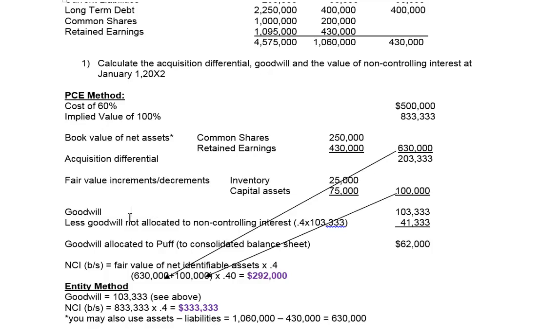So we would calculate at this point $103,333. Now this would be what it is under the entity theory, and we'll get to that in a moment. So under the entity theory, we would have that. However, what we said is that this number is being compared to this number to come up with the acquisition differential, from which you deduct your increments and decrements to get goodwill.